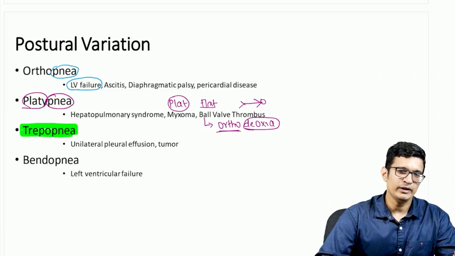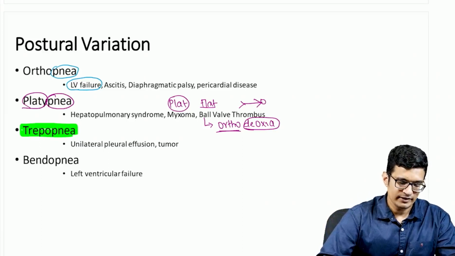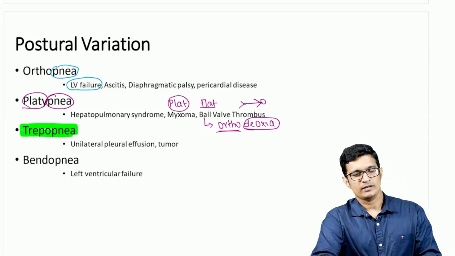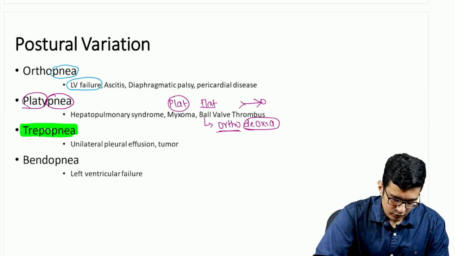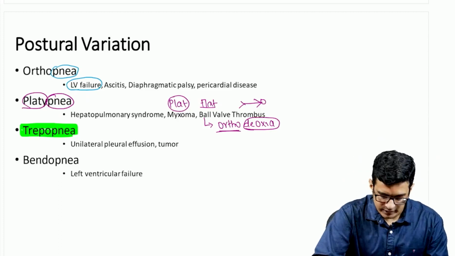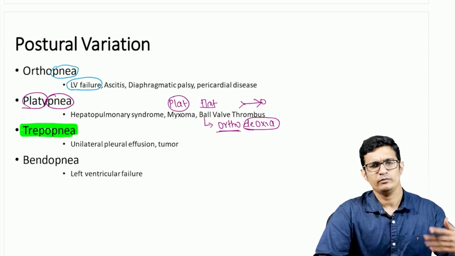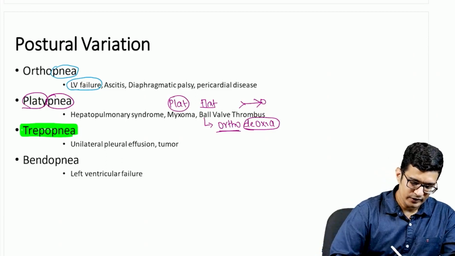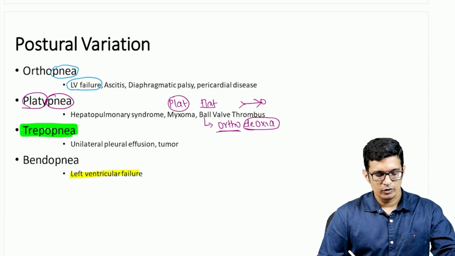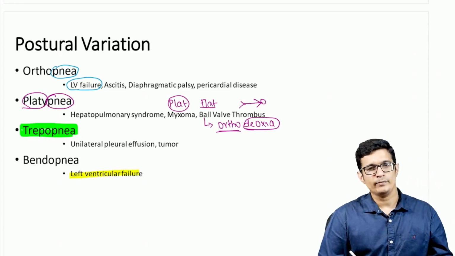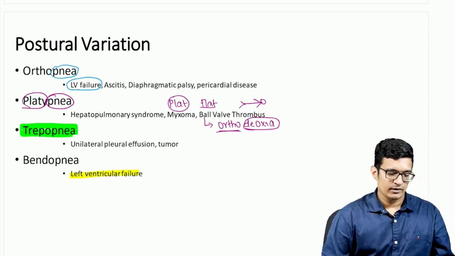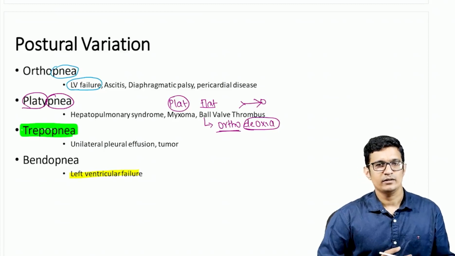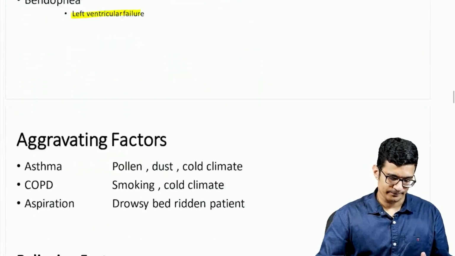Now there is a newer terminology which represents worsening of breathlessness on bending forwards, and sometimes the patient will be able to take a breath when he bends forwards actually. That is what we call bendopnea, and bendopnea is a feature of left heart failure again. So left heart failure can lead to orthopnea and bendopnea, and these are the conditions which summarize the causes of breathlessness with varying postures. Okay.